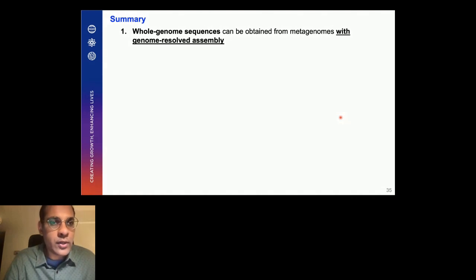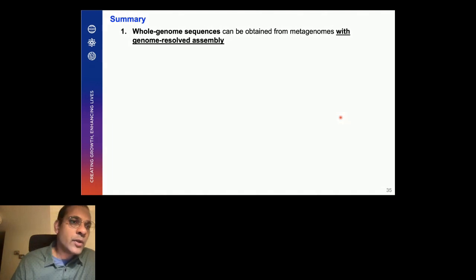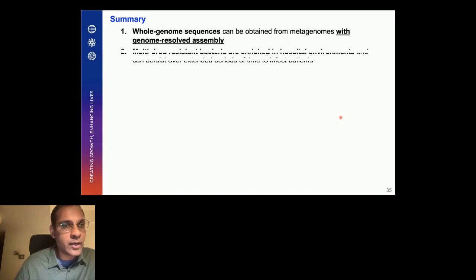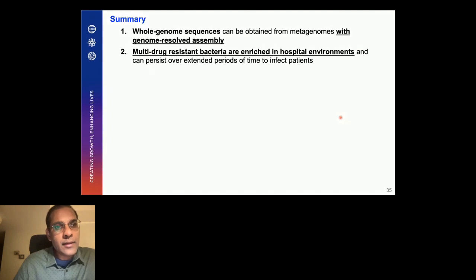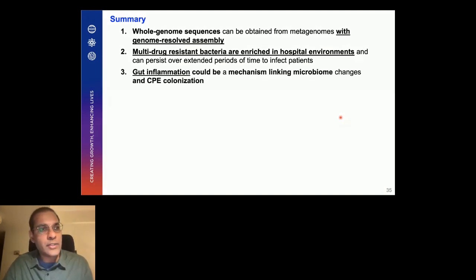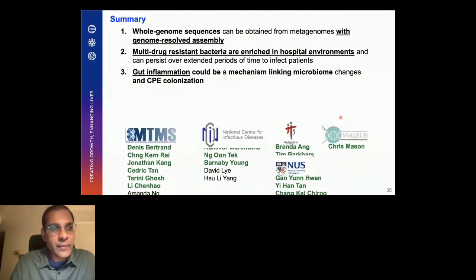So in summary, I want to highlight that whole genome sequences can be obtained directly from metagenomes with genome-resolved assembly using long reads. This is a powerful capability, especially for microbial surveillance studies, but also for harnessing microbial biodiversity and uncovering novel enzymes. Multi-drug resistant bacteria seem to be enriched in hospital environments, and they seem to persist over extended periods of time to infect patients. Gut inflammation might be a key mechanism linking microbiome changes with CPE colonization, with multi-drug resistant bacterial colonization. So both these reservoirs that we seem to be enriching need to be addressed if we are to address the AMR problem.